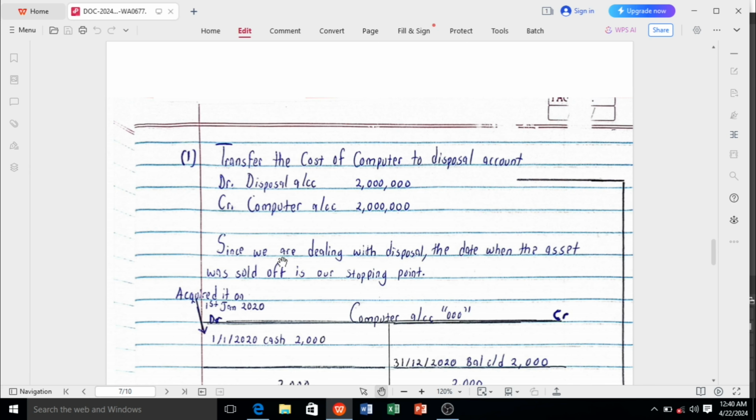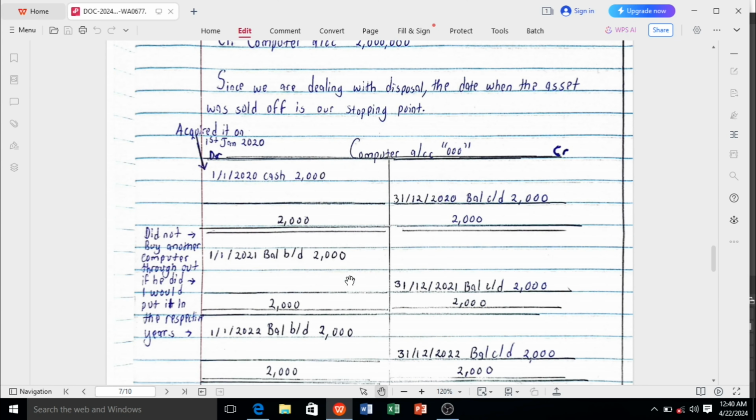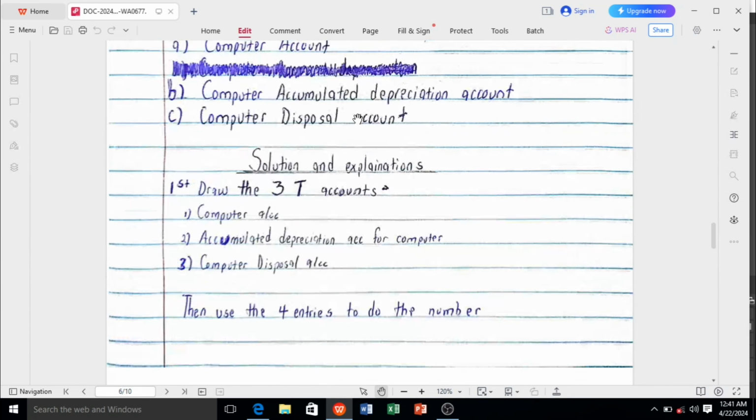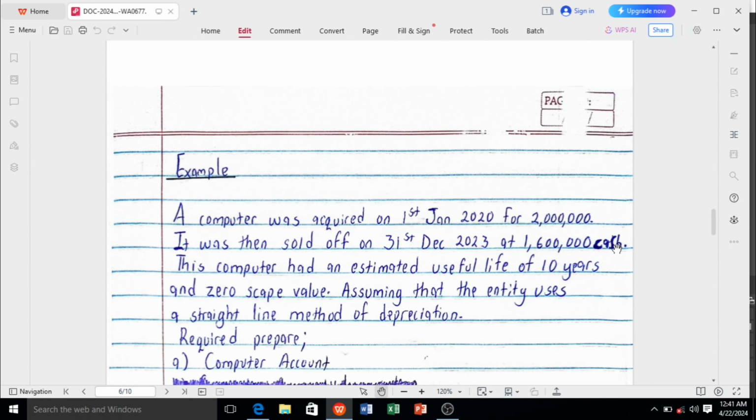Since we are dealing with disposal, the date when the asset was sold off is always going to be our stopping point. The reason why I say this is they told us to draw a computer account. So per the first question, you can see that it was 1st January 2020 when they acquired this computer. They acquired it by cash, as you can see here.